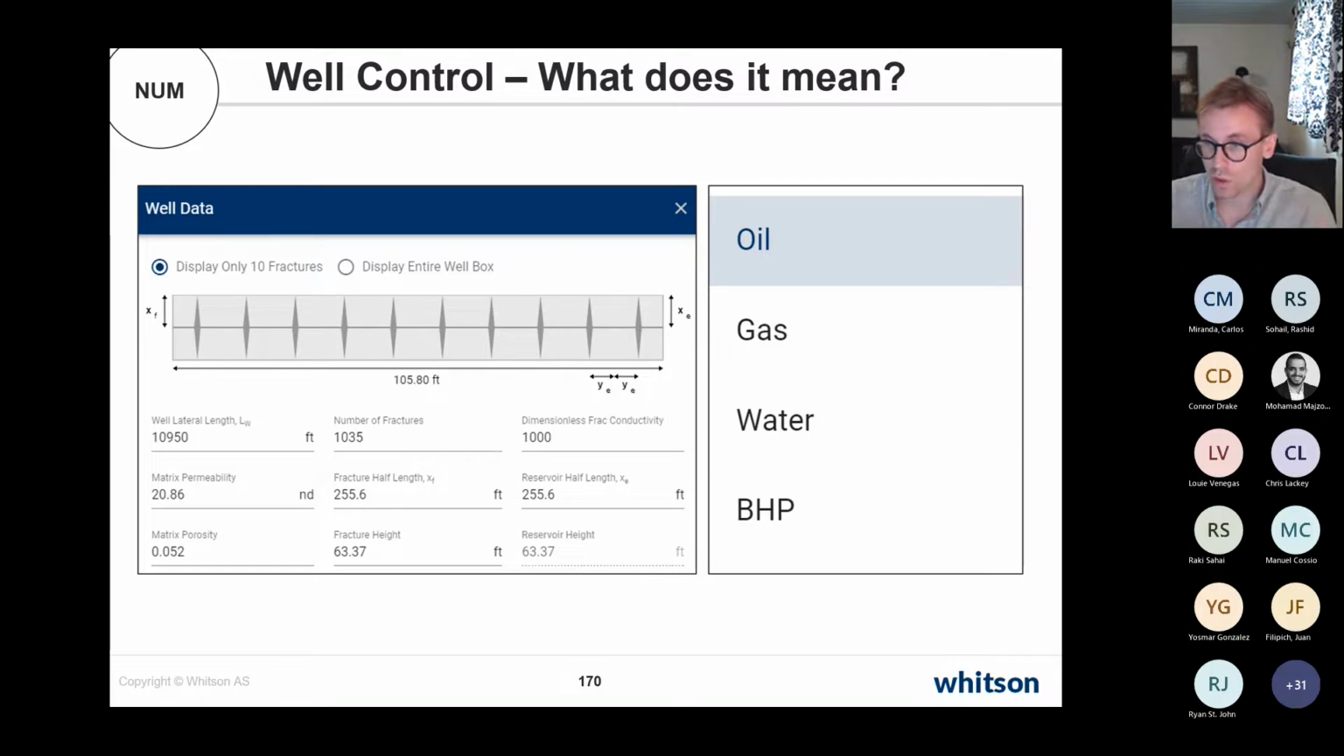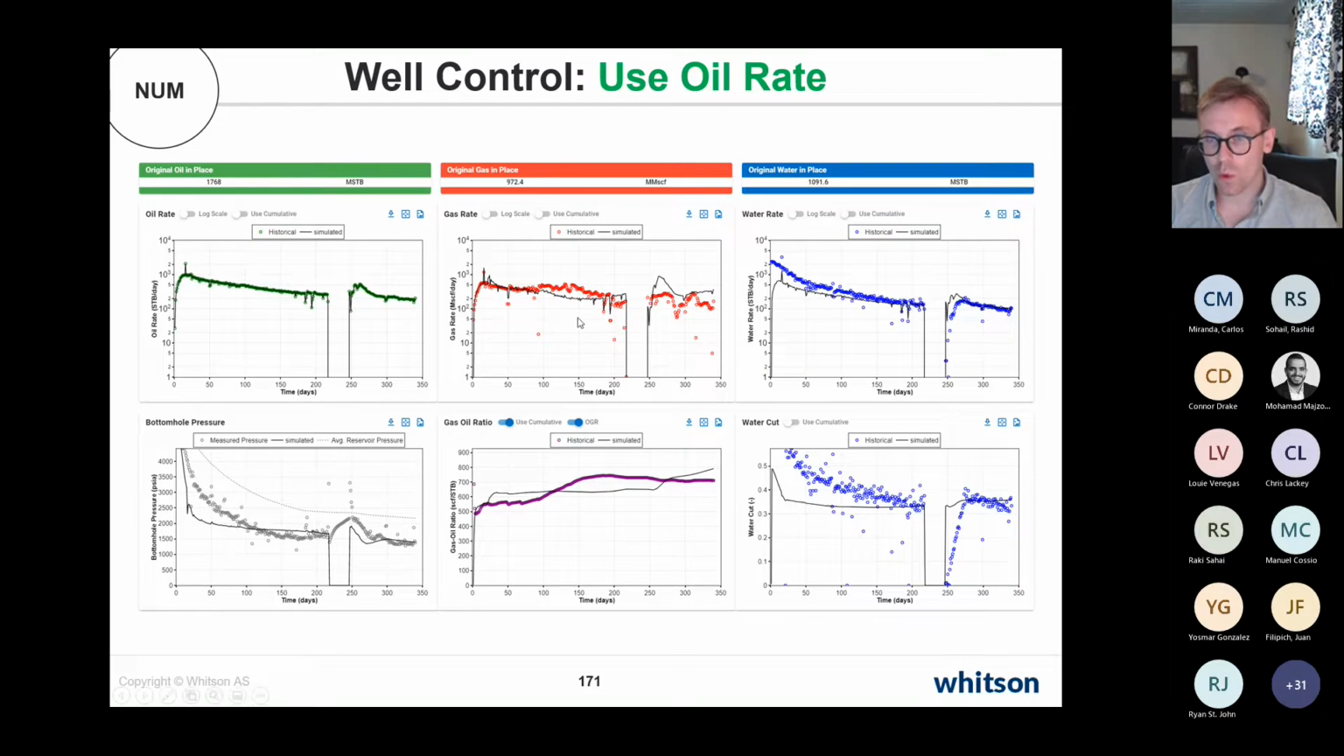But in general, it's the same model that you're running in all the cases. If you're matching all the data very well, it shouldn't actually matter that much which of the phases you're controlling your model on. This is just an example where I control the well on oil rate control.